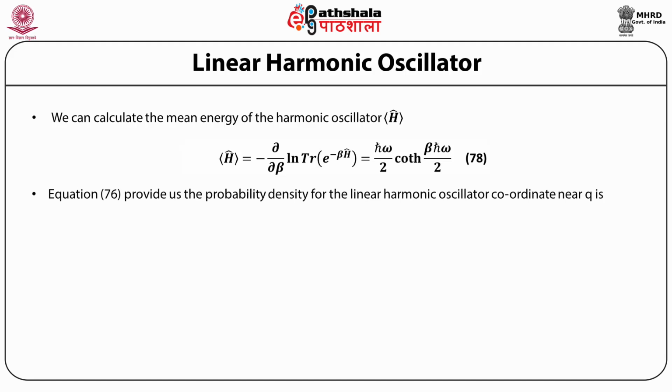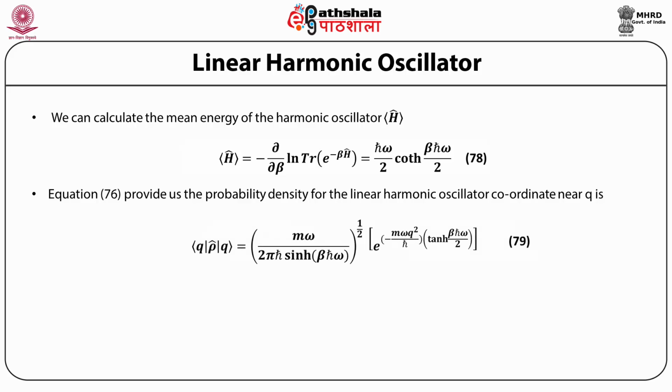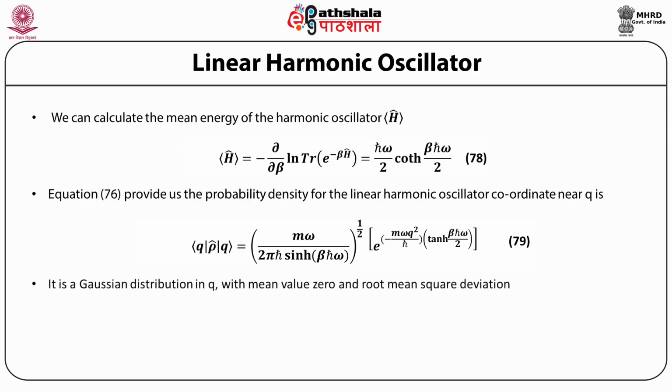Equation 76 provides us with the probability density for the linear harmonic oscillator coordinate near q as equal to (mω / 2πħ sinh(βħω))^(1/2) multiplied by e^(−(mω q²/ħ) tanh(βħω/2)). Indeed, it is a Gaussian distribution in q with mean value 0 and root mean square deviation q_RMS equal to (ħ/2mω tanh(βħω/2))^(1/2).